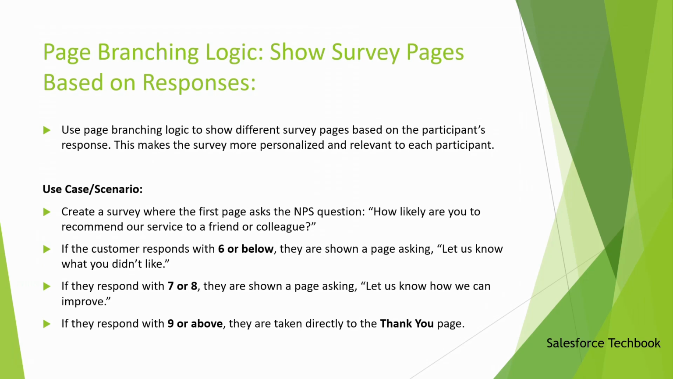If the score is 7 or 8, that means they are neutral. So we ask them, let us know how we can improve. And if the response is 9 or 10, that means they are happy customers. So we skip those questions and land them directly on the thank you page. This branching logic helps to collect meaningful feedback without unnecessary questions, and it gives each participant a smoother and targeted experience.